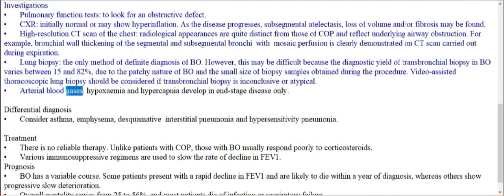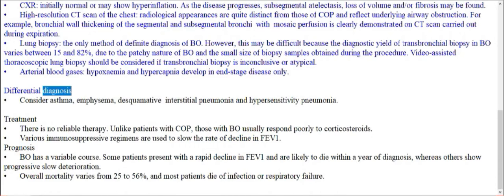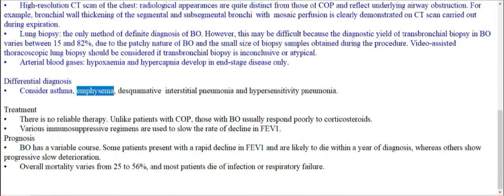Arterial blood gases, hypoxaemia and hypercapnia develop in end-stage disease only. Differential diagnosis. Consider asthma, emphysema, desquamative interstitial pneumonia and hypersensitivity pneumonia.